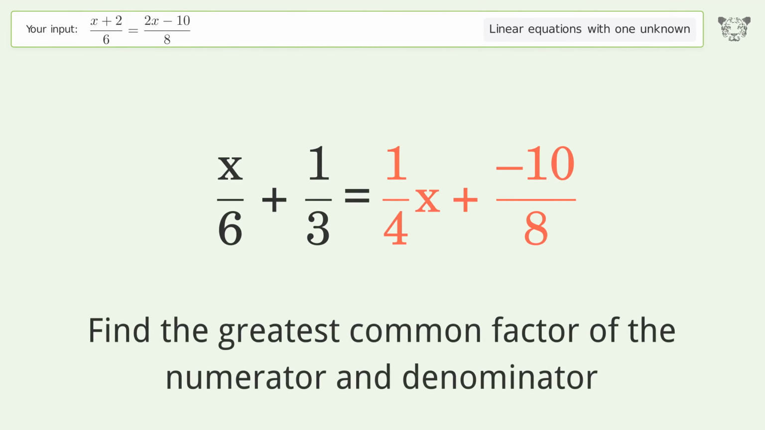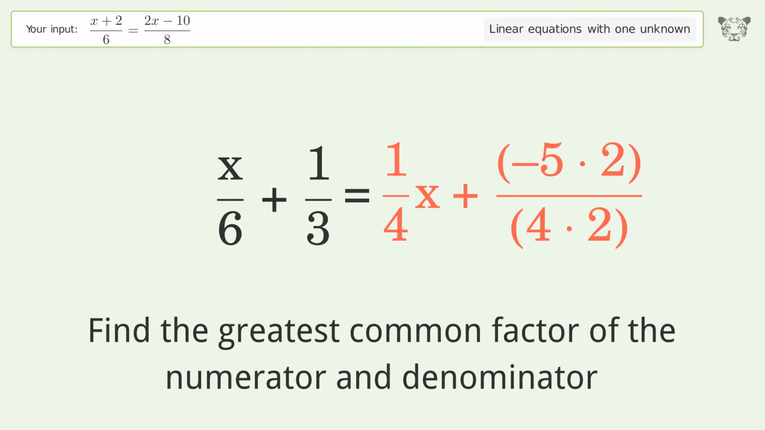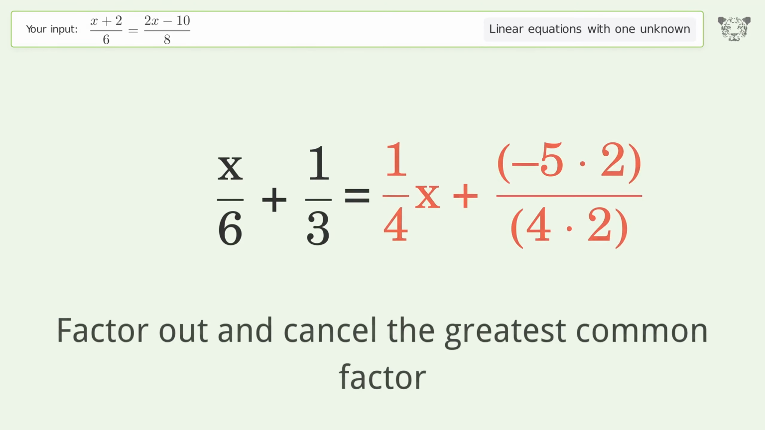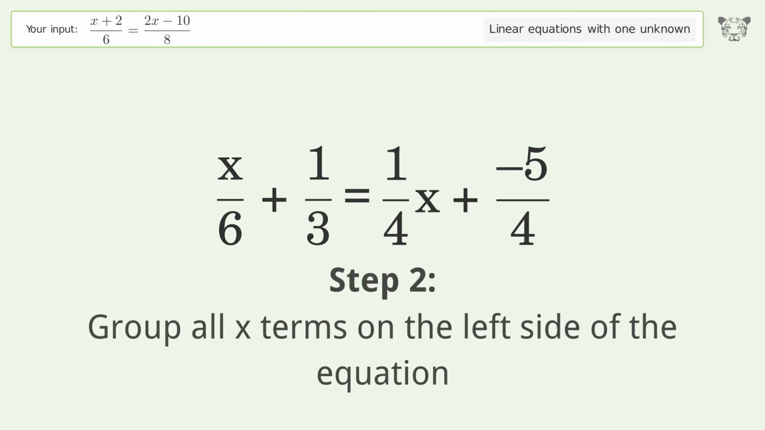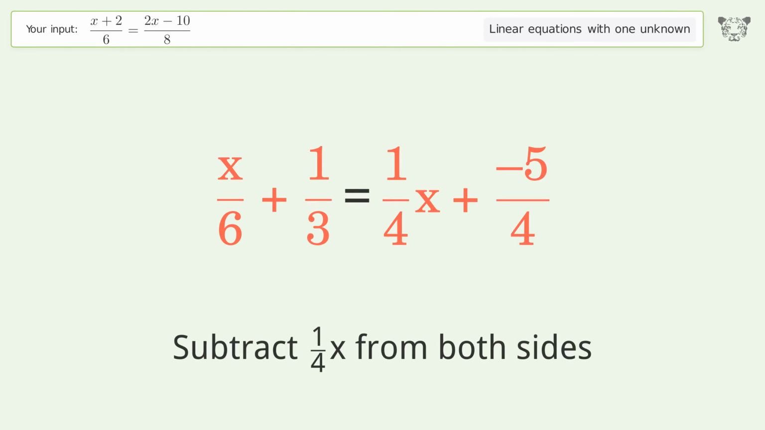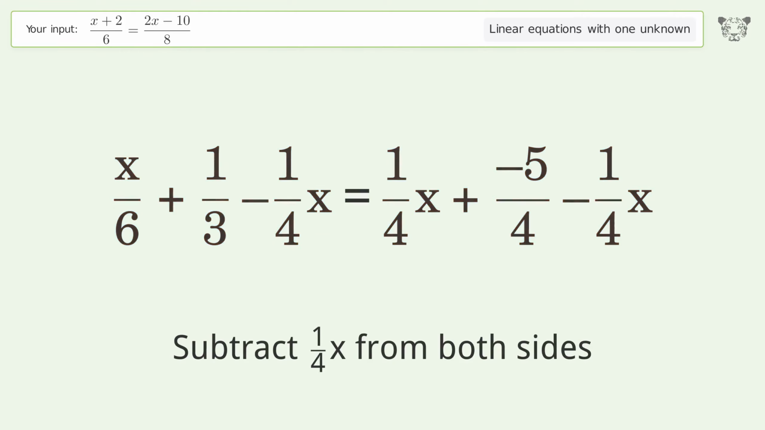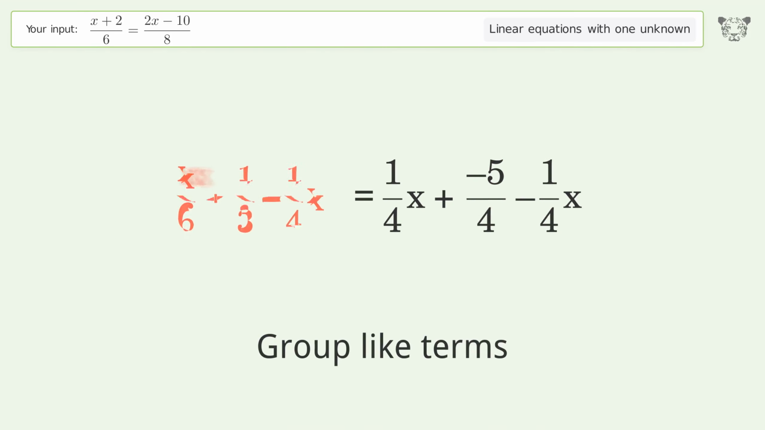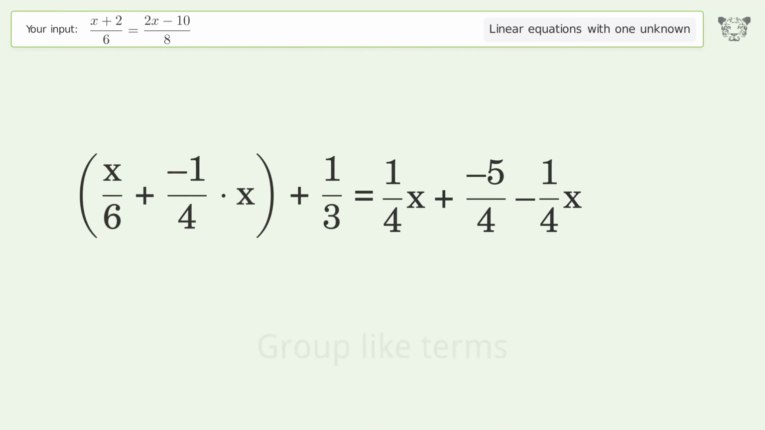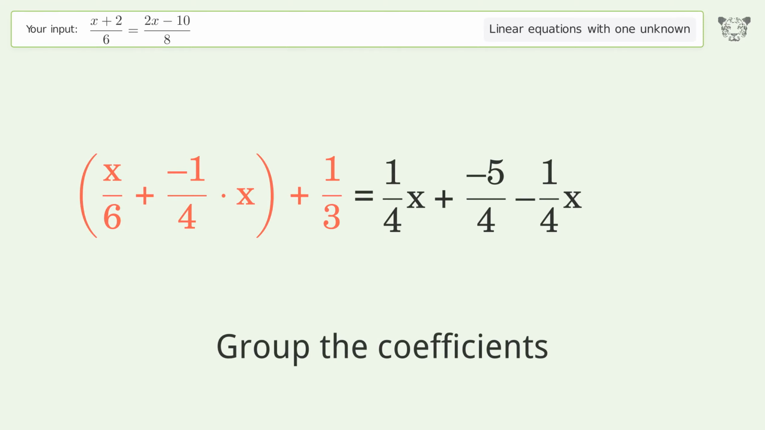Find the greatest common factor of the numerator and denominator. Factor out and cancel the greatest common factor. Group all x terms on the left side of the equation. Subtract 1 over 4x from both sides. Group like terms. Group the coefficients.